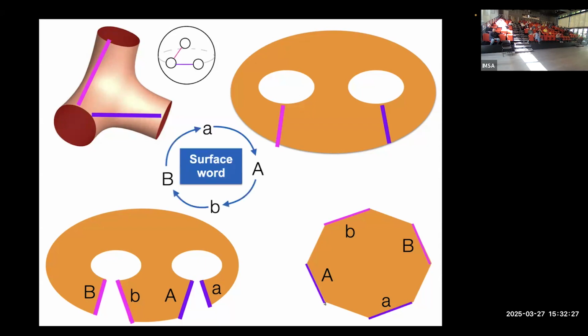The point of this is that now if I forget my picture and I know the recipe of how to construct the surface, if I give you the edges in a secret word, a circle of letters, then I can reconstruct the surface. So the topology of my surface is encoded there.